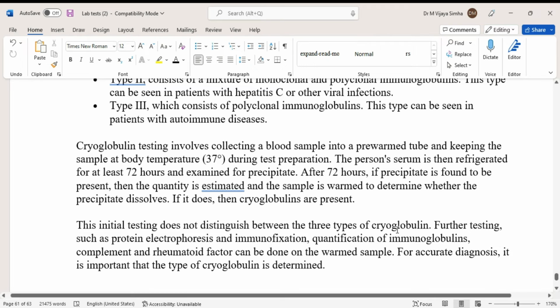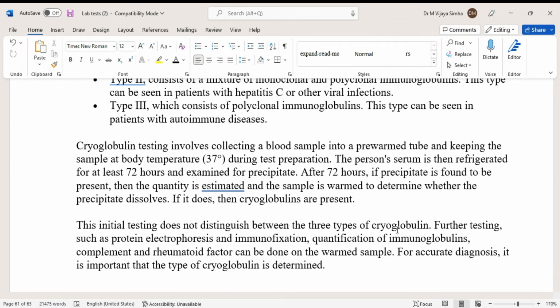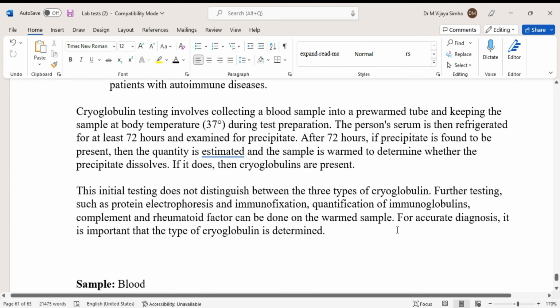Cryoglobulin testing involves collecting a blood sample into a pre-warmed tube and keeping the sample at body temperature during the test preparation. The person's serum is then refrigerated for at least 72 hours and examined for precipitate. After 72 hours, if precipitate is present, the quantity is estimated and the sample is warmed to determine whether the precipitate dissolves. If it does, then cryoglobulins are present.